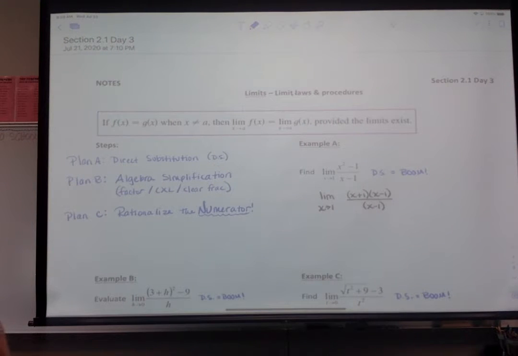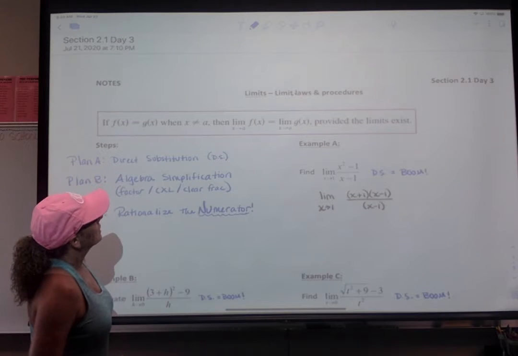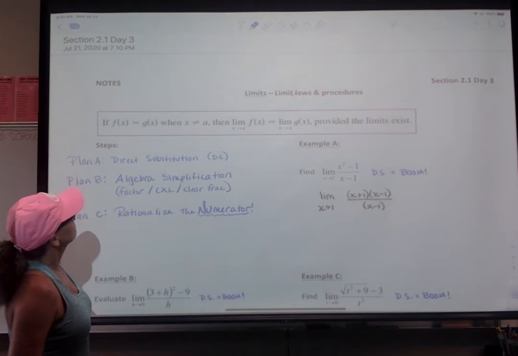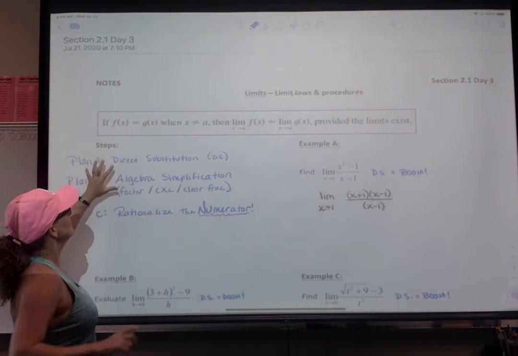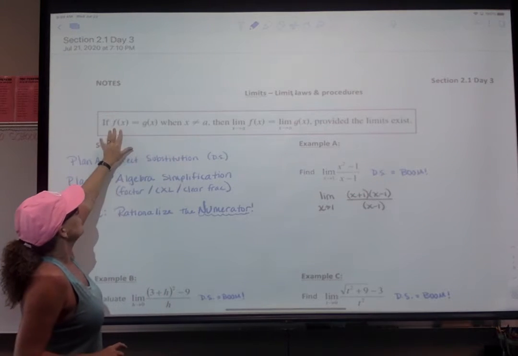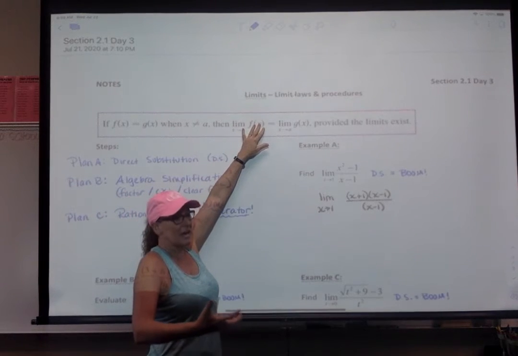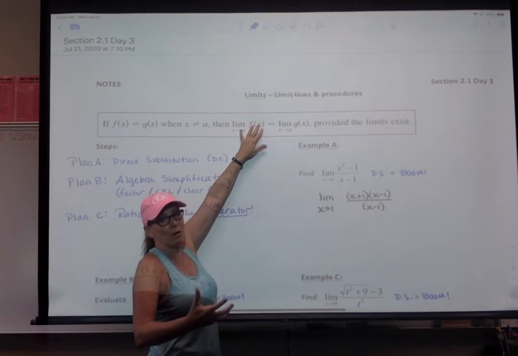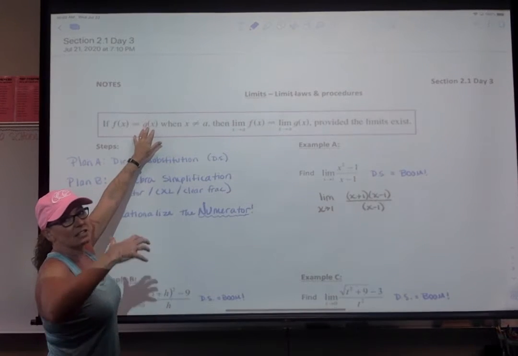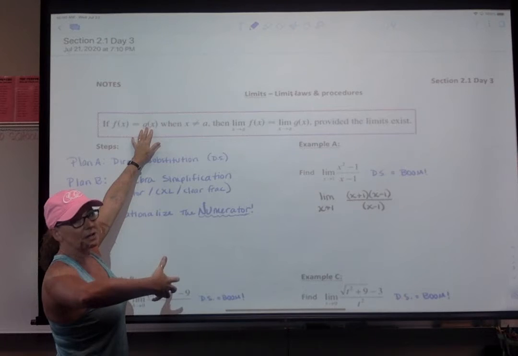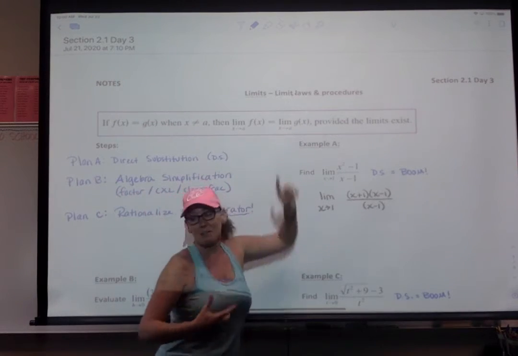So we are on 2-1, Day 3. And here's what this thing in the box says up here. If you are trying to find the limit of a function and it's not working out well for you, if you can find another function that's equal to it, then you can do the limit of that function instead.